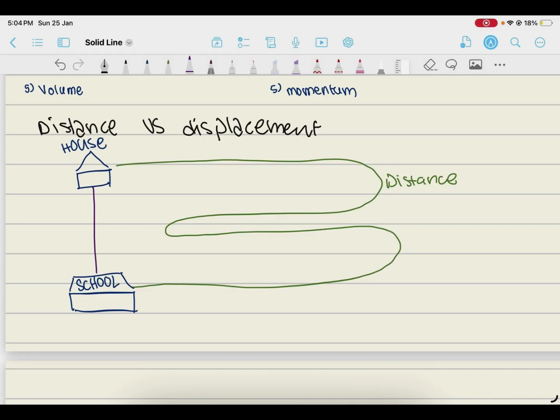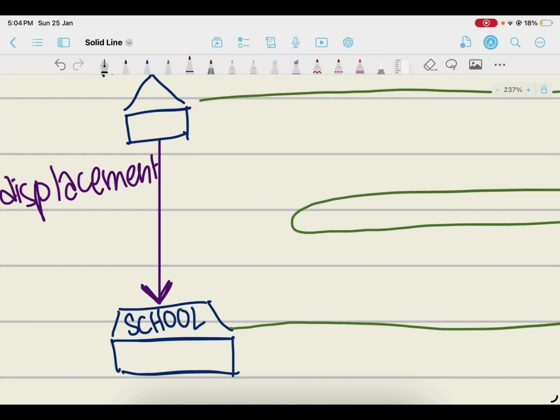And this thing would be displacement. For distance, it won't matter if you're going from house to school or from school to house. It will be the same. But for displacement, it would matter. If this much is, let's say, 2 kilometer for an example, okay? This thing would be minus 2 kilometer because it's in the opposite direction.